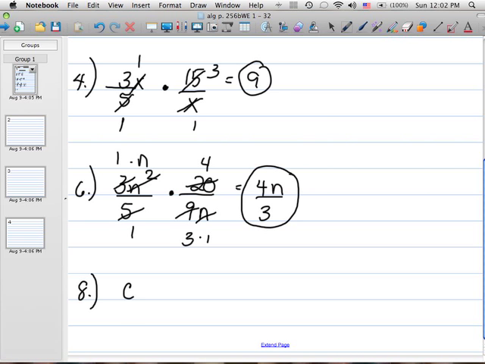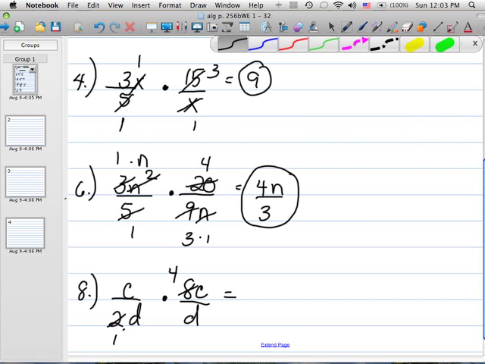Problem number 8, c over 2d divided by d over 8c, change it to multiplication, so we put 8c over d. We can cancel out the 2 and the 8, 1 to 4. The d doesn't cancel, my mistake here. And there is no more canceling, so our answer is 4 times c, which we can write as 4c squared. And d times d is d squared.